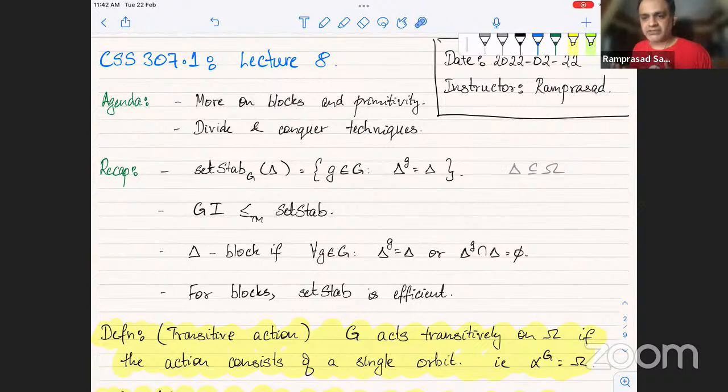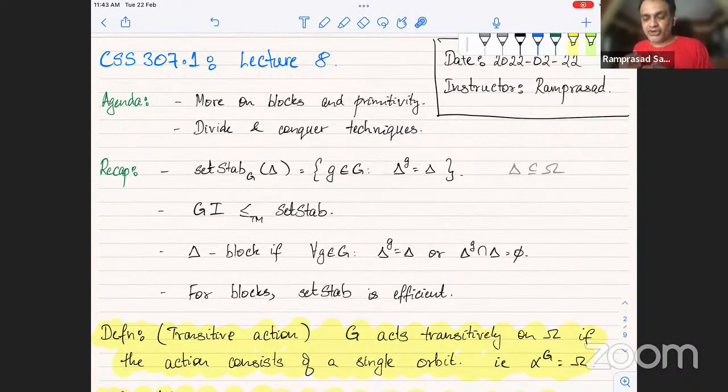Okay, and if this delta happens to be a block, which is the case that, basically, there is no fragmentation that will happen with delta as it gets moved around in a group. So formally speaking, for every group element G, either delta under the action of G equals delta, or they are completely disjoint. Such a thing is called a block. And if you just look at all possible movements of this block, you get what is called a block system. Okay. And the point was that for blocks, somehow set stabilizer is efficient.